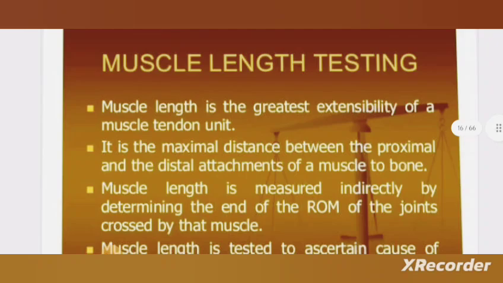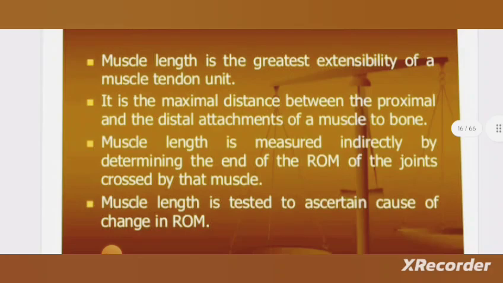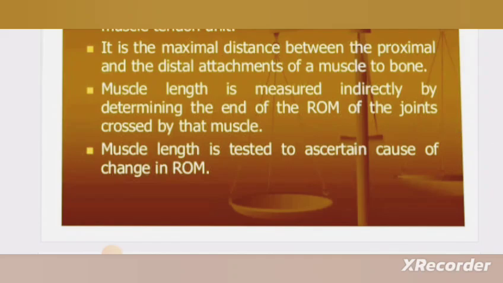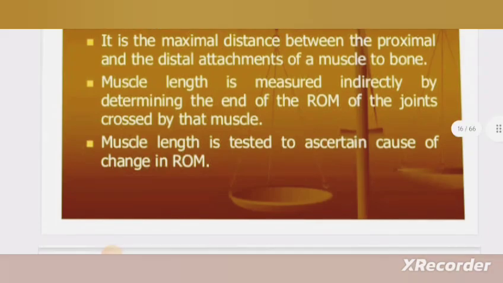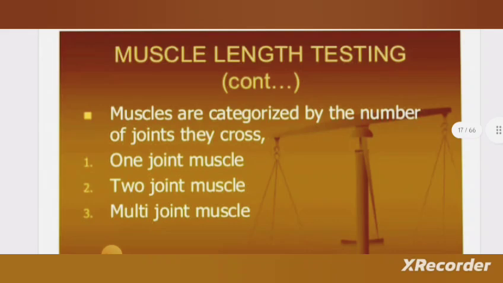Next is muscle length testing. Muscle length is the greatest extensibility of a muscle tendon unit. It is the maximal distance between the proximal and the distal attachment of a muscle to bone. Muscle length is measured indirectly by determining the end of the range of motion of the joint which is crossed by that muscle. Muscle length is tested to find the cause of a change in range of motion.